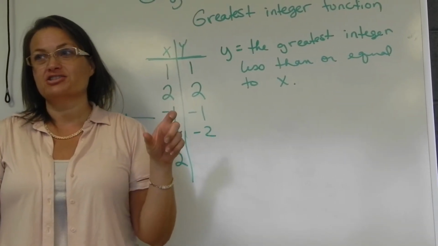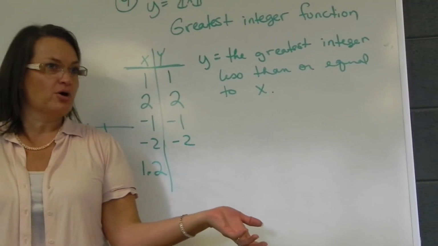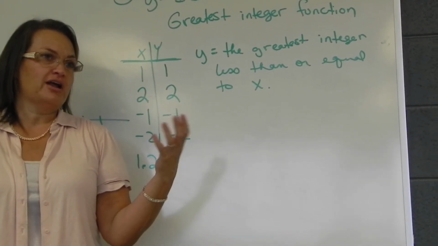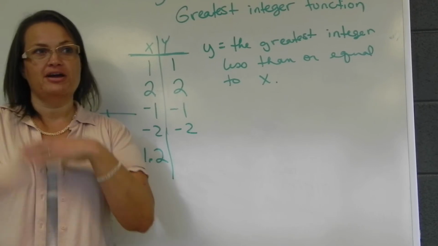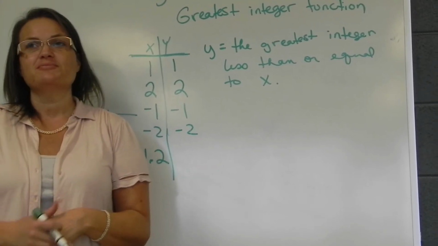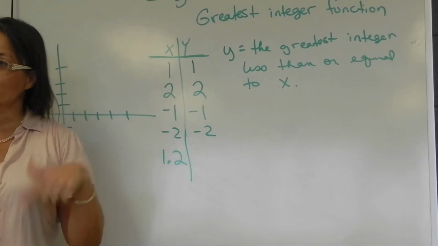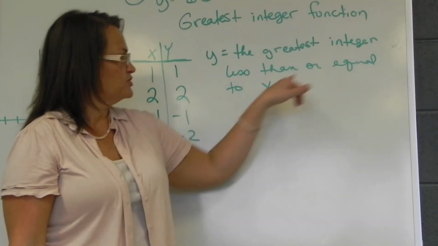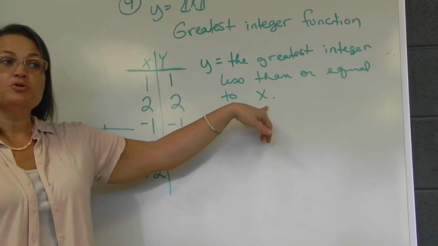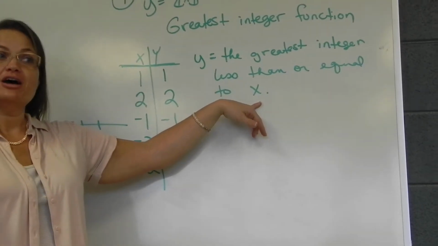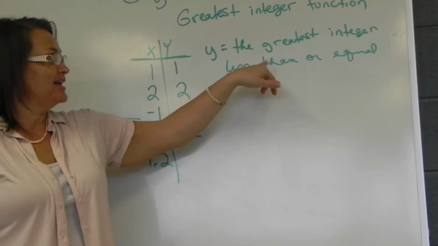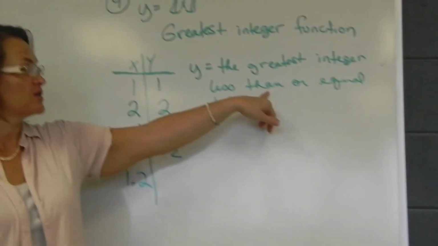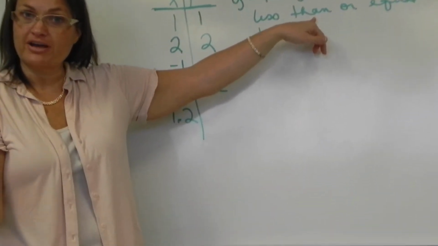It's a rounding function. Kind of like if you park in a parking garage and you stay there for an hour and 20 minutes, they go ahead and round up maybe to 2 hours. But the greatest integer function, it rounds down instead of rounding up. You have to stay less than or equal to the number you put in. So if you put in 1.2, you can't round up to 2 because you have to be less than that. So we're not going to round up, we're actually going to round down.